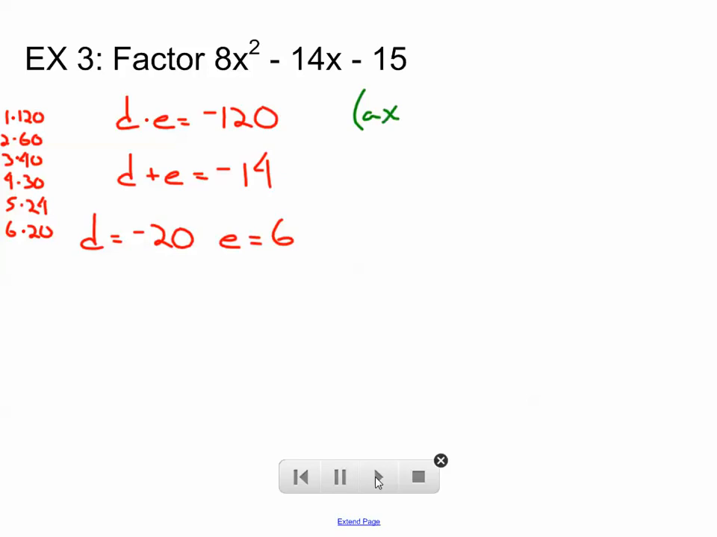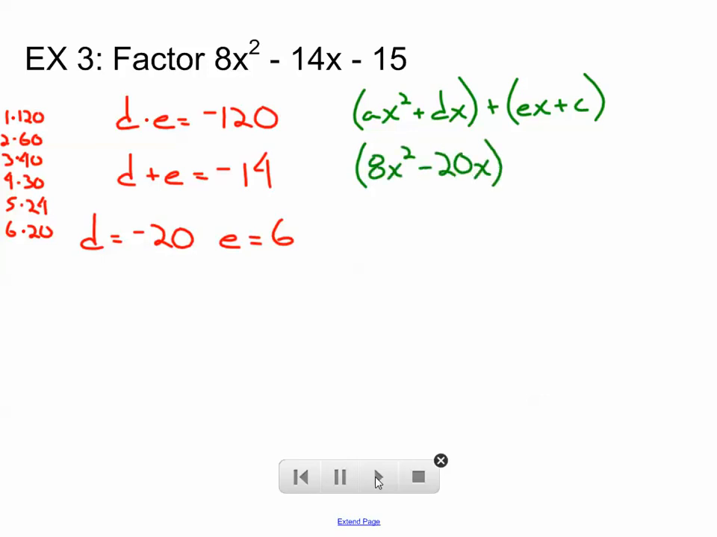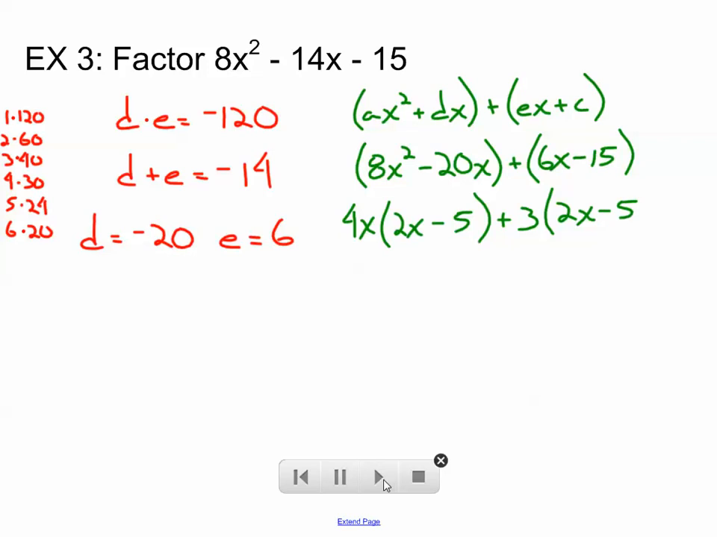Then we've got this formula. That's really the toughest part, identifying what D and E are. A is 8. D is negative 20. E is 6. C is negative 15. What can we factor out of this? They're both divisible by 4x. What can we factor out of this? They're both divisible by 3. Magically, both of those become the same. 4x plus 3 is our other factor.